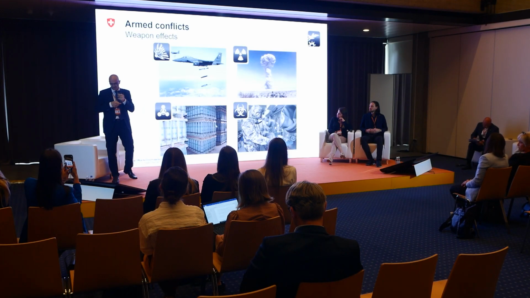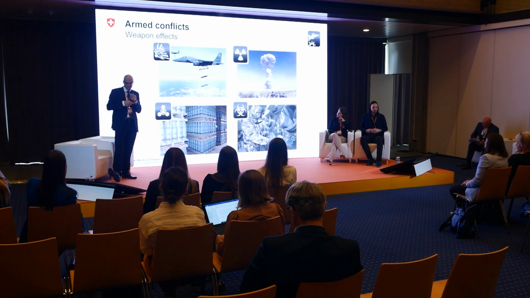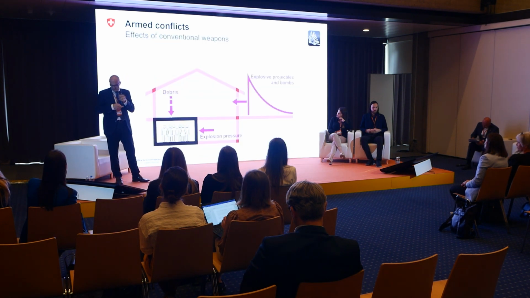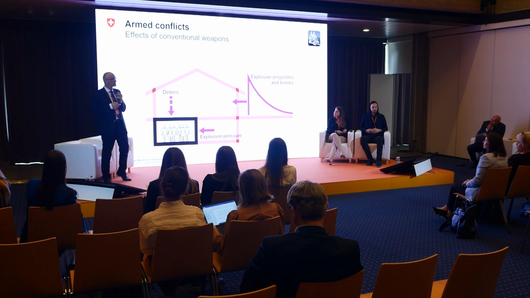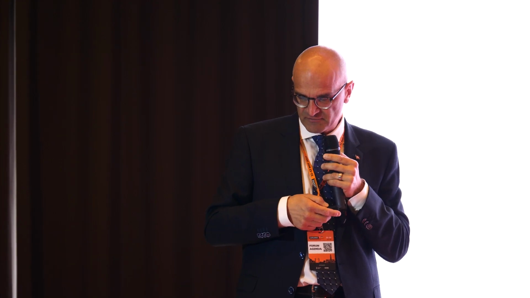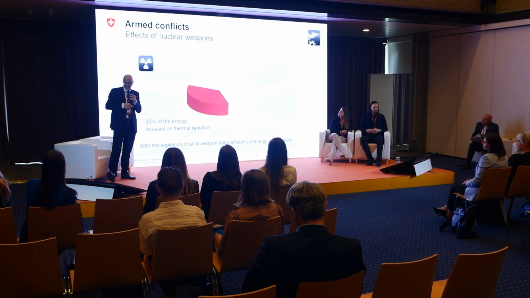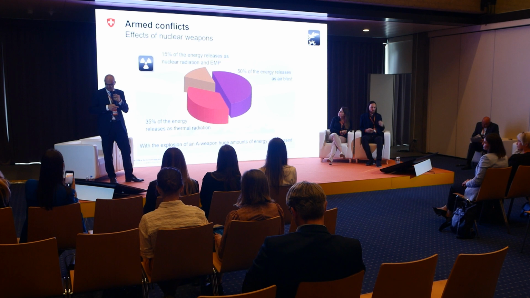So, armed conflicts, the 4 weapon effects we protect our people from. You have explosive projectiles, bombs, you have the explosion pressure, and you have debris. For this you have a sturdy concrete construction, which is reinforced by steel, of course. You have incendiary weapons. The shell of the shelter is protecting for a certain time against this because of its thickness, it keeps out the heat. It's not flammable.